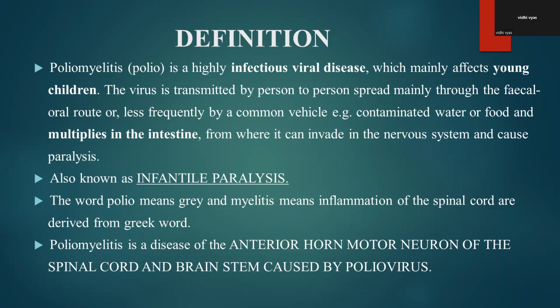The word polio means gray and myelitis means inflammation of the spinal cord, both derived from Greek words. Poliomyelitis is a disease of the anterior horn motor neuron of the spinal cord and brain stem caused by poliovirus.